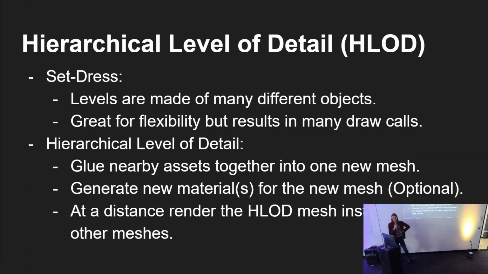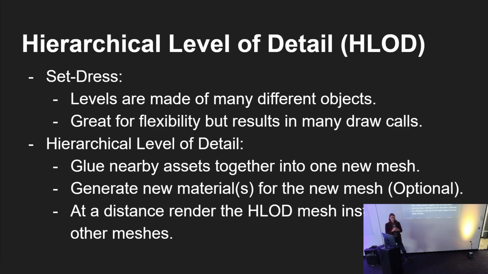The next thing I want to talk about is hierarchical level of detail, or HLODs. Typically, for a table, we'll have some chairs, we'll have the table itself, we'll have plates, we'll have cutlery. Each single item is its own mesh, and each single mesh is its own draw call. A draw call is when we send the information for that mesh from the CPU to the GPU, and we want to try and reduce that as much as we can.